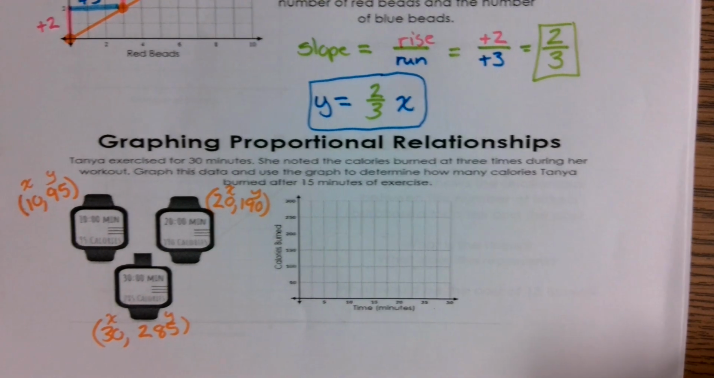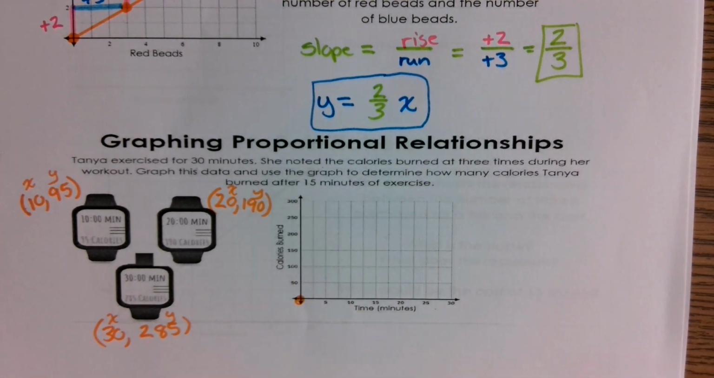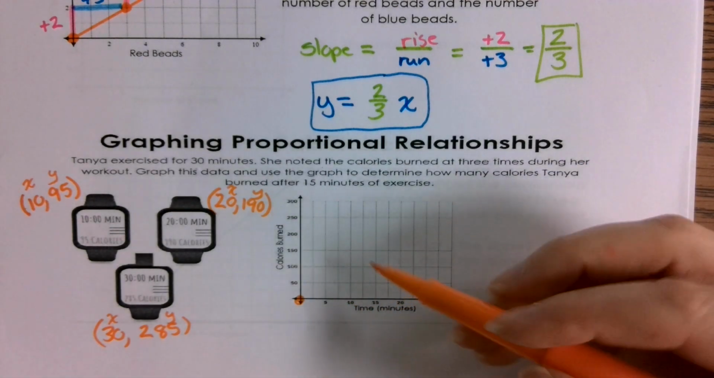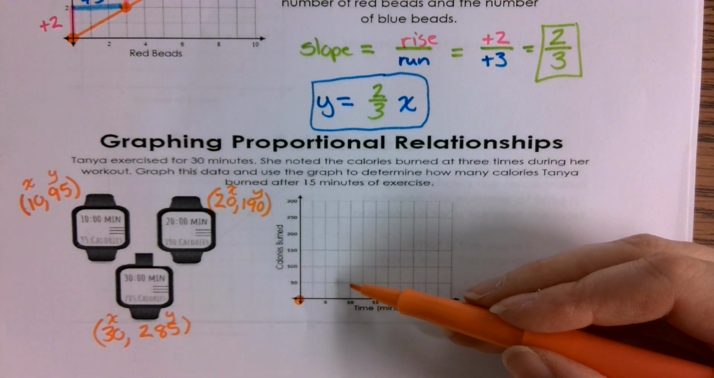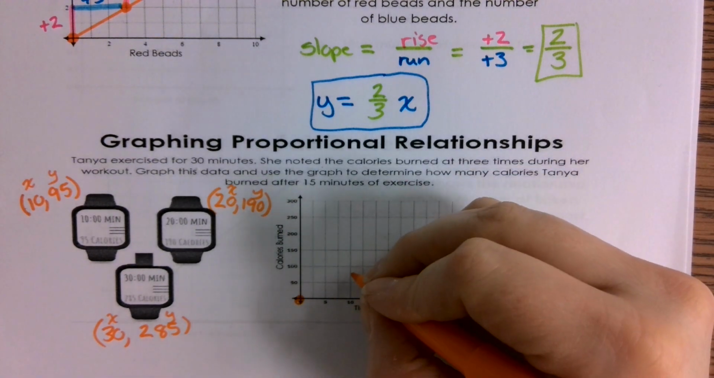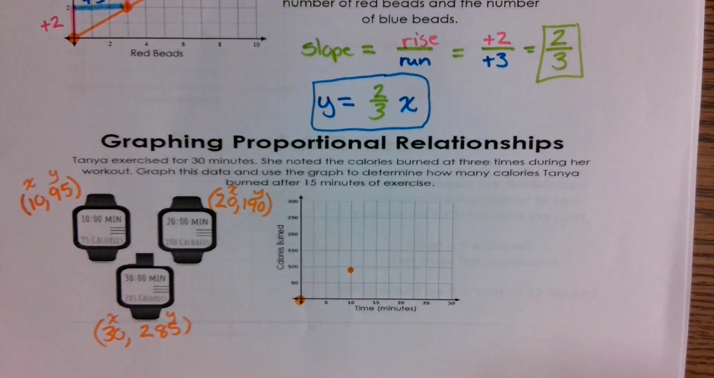Now, before she ever started exercising, she was at 0 minutes. That means she was at 0 calories. So 0, 0, starting at the origin. Then we're going to go to our first point. We're going to go over to 10 and then up to 95. Now notice I don't have a 95 on my graph, do I? But I have to graph it as close as I possibly can, which means it's very close to that 100, just right below the 100 mark. And I'll graph my point.